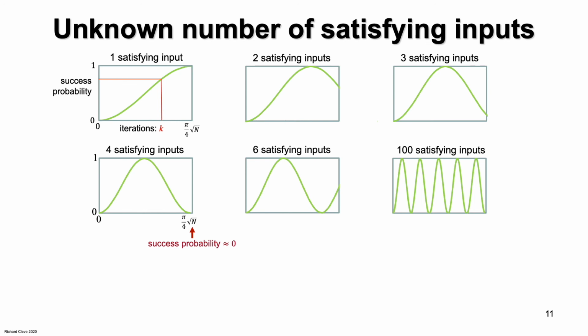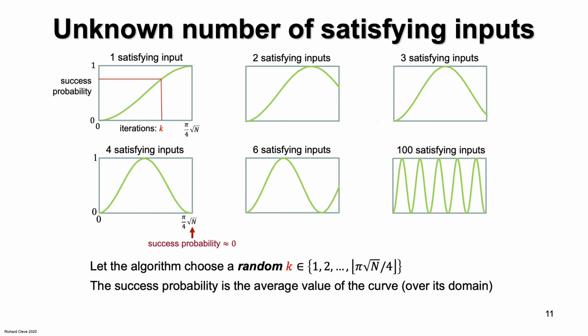An idea is to choose k randomly between 0 and pi over 4 square root n. In that case, the success probability is the average height of the curve over its range. This is kind of like the area under the curve. In the case of one satisfying input, by the symmetry of the shape of the curve, we can see that the area is 1/2. So that will be the success probability.